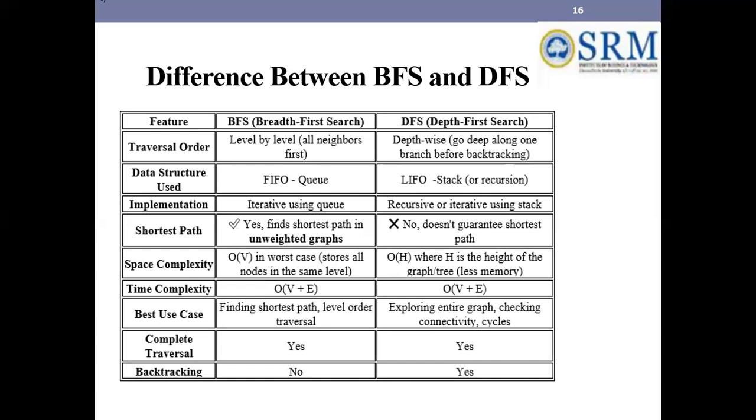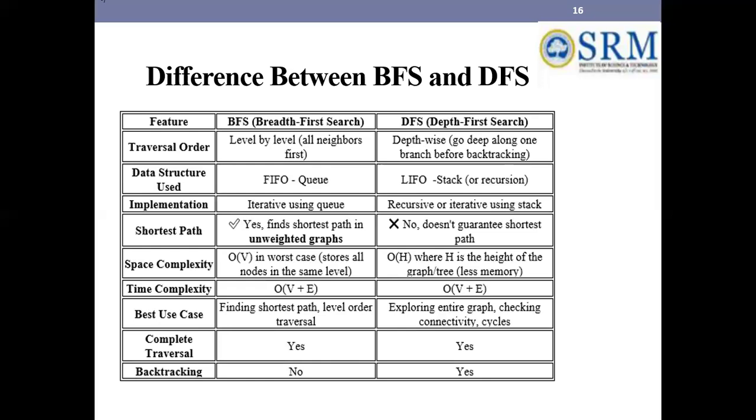Here in DFS, space complexity is order of H. H is the height of the tree, or the depth of the tree. And time complexity: if we use an adjacency list, it is V plus E for both. If we use an adjacency matrix, it is order of V square.